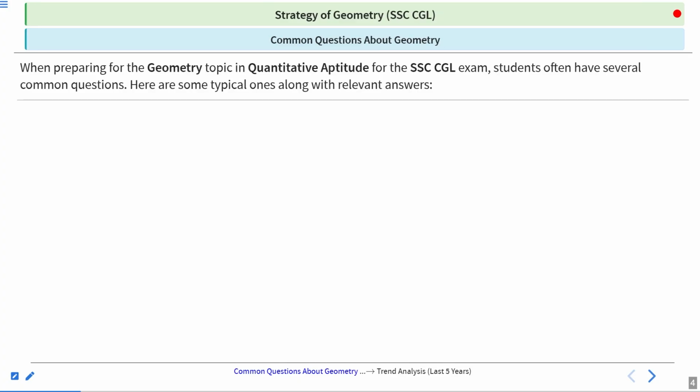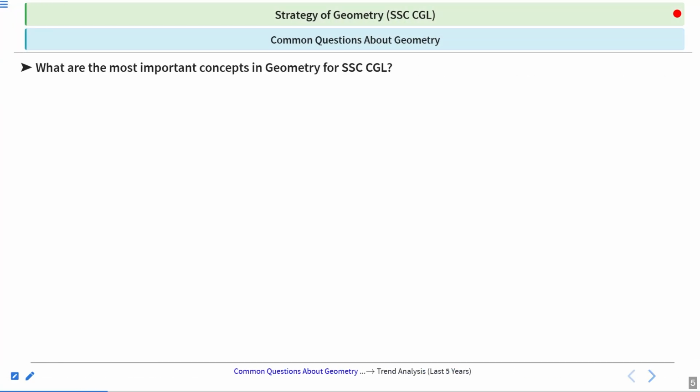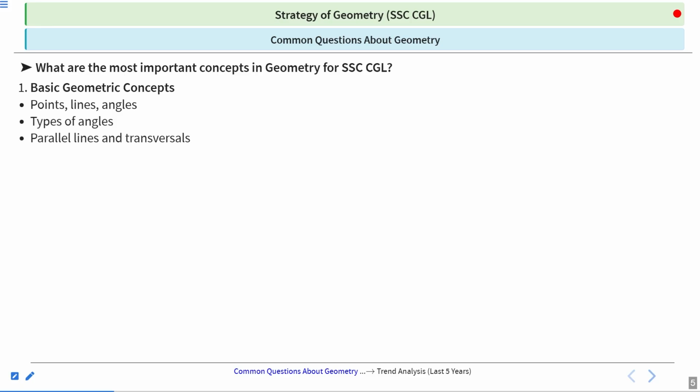When preparing for the geometry topics in quantitative aptitude for the SSC CGL exam, students often have several common questions. Here are some typical ones along with the relevant answers. The question is, what are the most important concepts in geometry for SSC CGL? The answer is basic geometry concepts: points, lines, angles, types of angles, parallel lines and transversal lines, and properties of angles formed by intersecting lines.